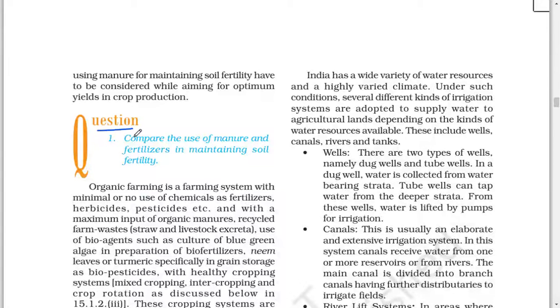Next question: compare the use of manure and fertilizer in maintaining soil fertility.